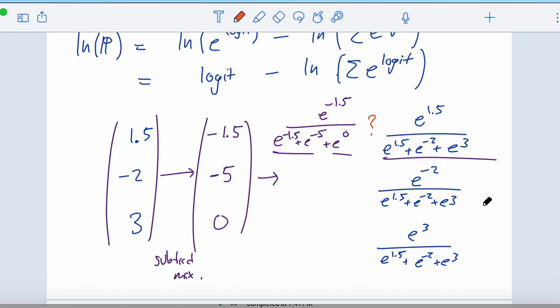Tell you what, let me write down this last one on the bottom over here. It's going to have the same pattern, but this one's going to be e to the 0 divided by e to the negative 1.5 plus e to the negative 5 plus e to the 0. Maybe that will help you see how to convert from one to the other. And again, same question. What's bigger, this one or that one?